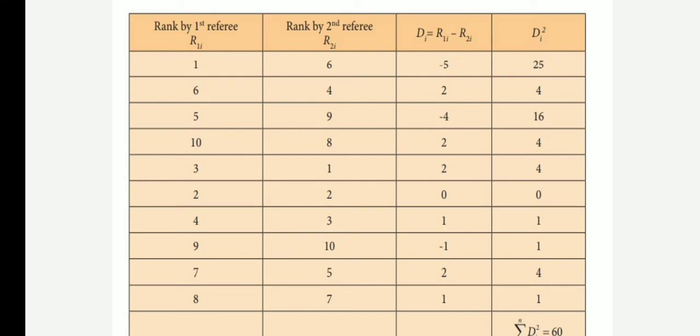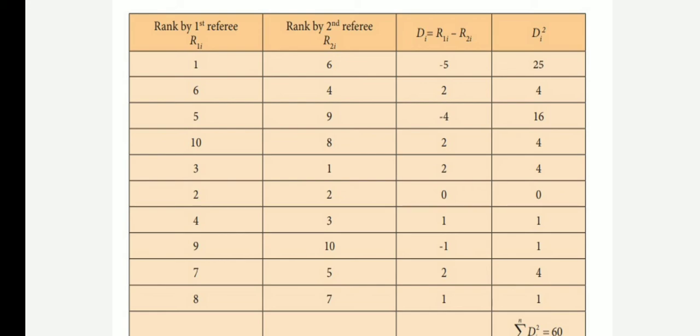Now take the deviation, the difference between the rank of the first referee and the rank of the second referee. That gives 1 minus 6 is minus 5, 6 minus 4 is 2. If it is minus, keep minus; if it is plus, keep plus. Do not subtract the smaller number from the larger one. It is referee A minus referee B, that is variable X minus variable Y.